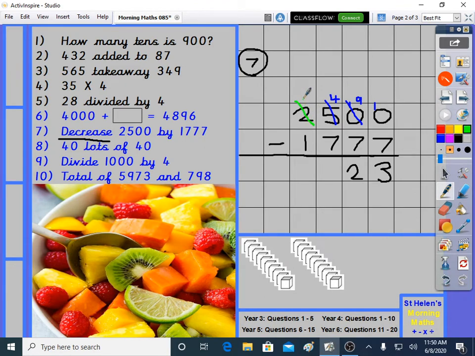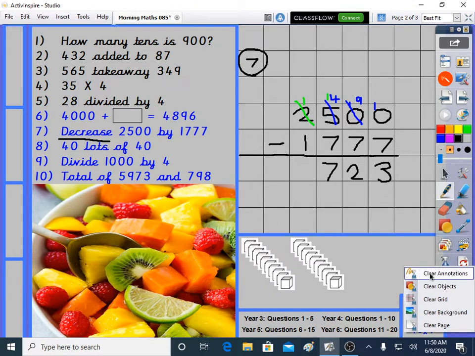The 2,000s, because it's a 1,000 column, goes down to a 1. 1 comes over here. 14 take away 7 is 7, and 1 take away 1 is 0, which you don't have to write. So 723. The top number got smaller when we took something away, because that's what takeaway does, make things smaller.